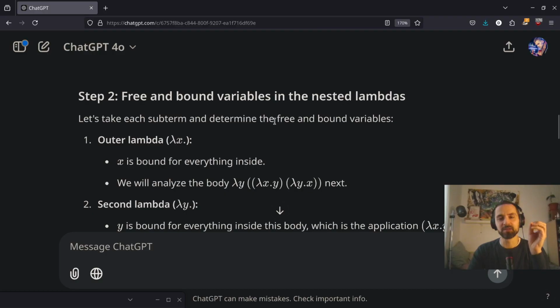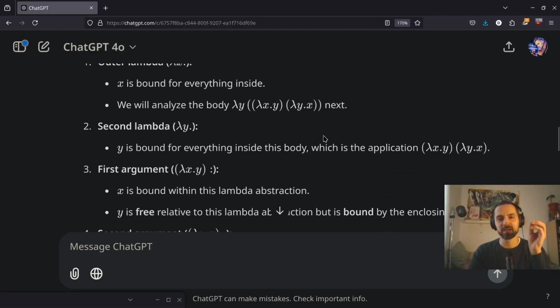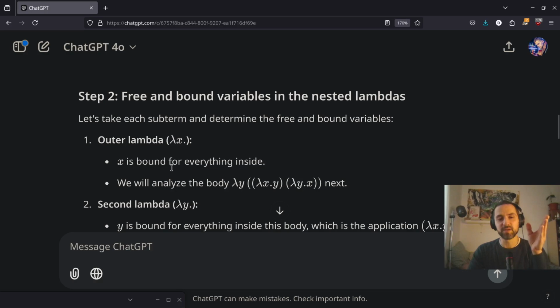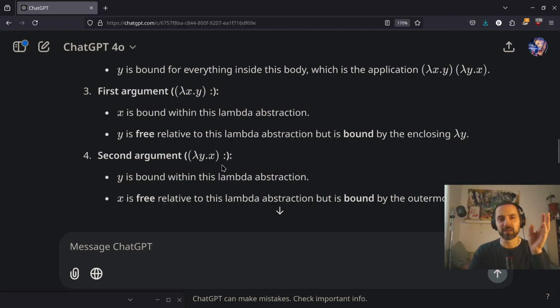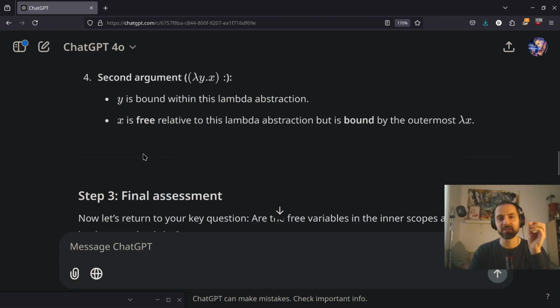Free and bound variables in the nested lambdas. So let's take each subterm and determine the free and bound variables. Outer lambda, lambda x. X is bound for everything inside. We will analyze the body of lambda y, lambda x dot y, lambda y dot x. Second lambda, lambda y is bound for everything inside this body, which is the application of lambda x dot y, lambda y dot x. First argument, lambda x dot y. X is bound within this lambda abstraction. Y is free relative to this lambda abstraction, but is bound by the enclosing lambda y. Second argument. Y is bound within this lambda abstraction.